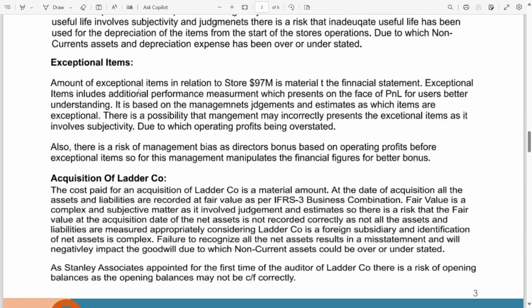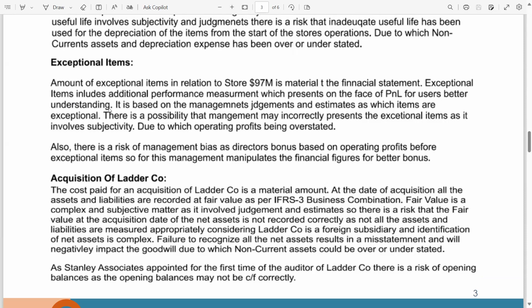Exceptional items. The amount of exceptional items in relation to the store, 97 million, is material to the financial statements. Exceptional items include additional performance measurement which is presented on the face of the P&L for users' better understanding. Exceptional items, non-recurring items, should be presented on the face of the P&L for the better understanding of the stakeholders.